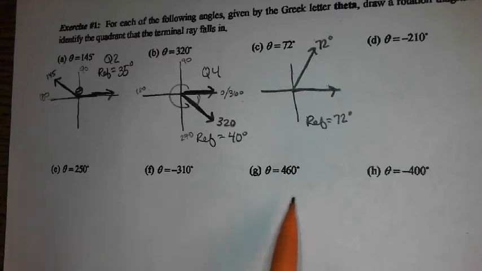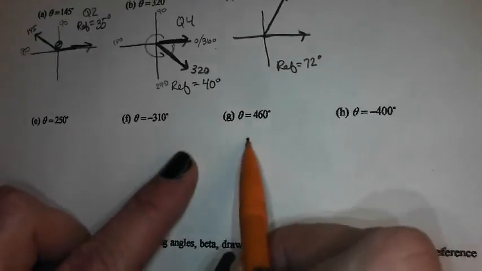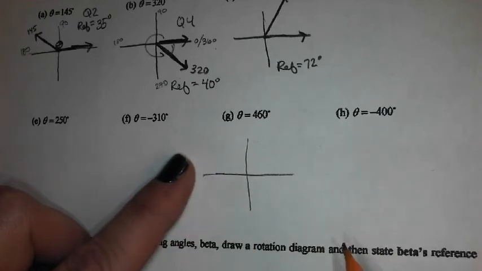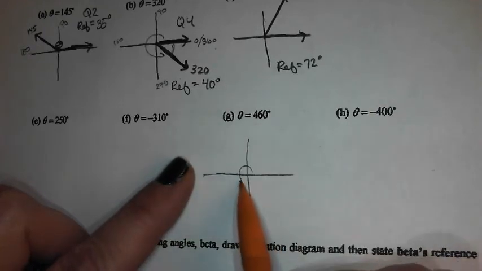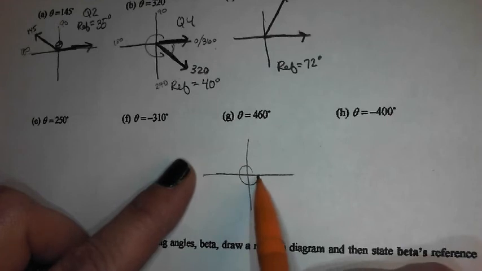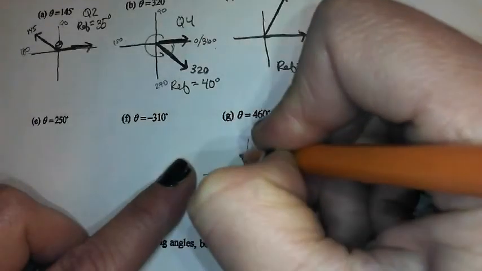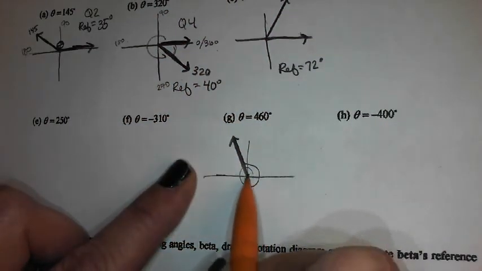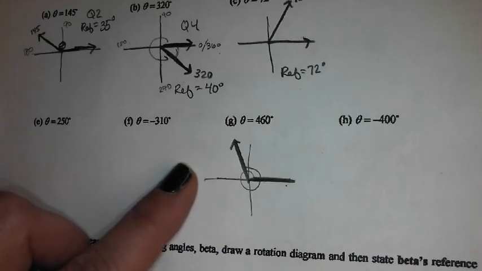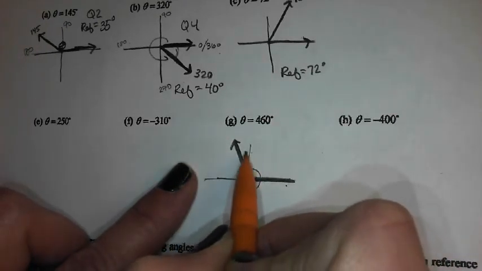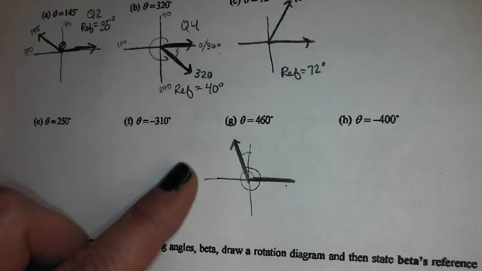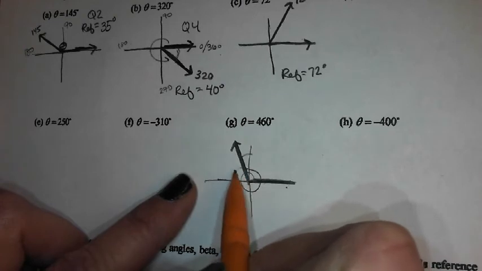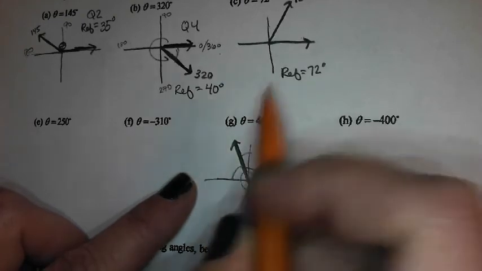Let's jump down to G, the 460. It's over 360, right? How much over 360? 100. So you're going to go around a full circle to get your 360, and then an additional 100 is going to land you just past the 90, right? Didn't we go 10 degrees past that? Most importantly, though, what's our reference angle? How far is this? 80. Awesome.